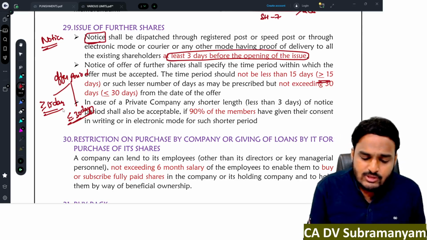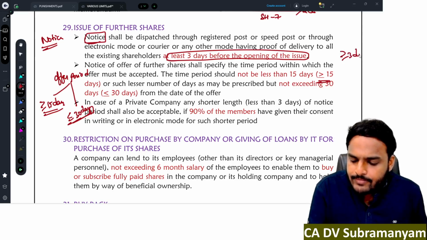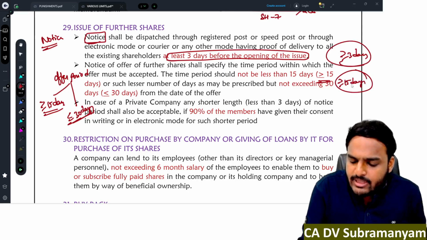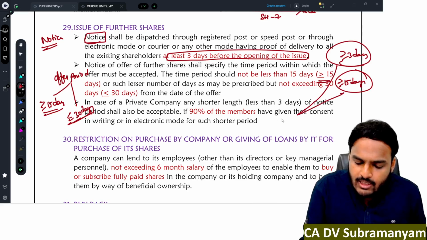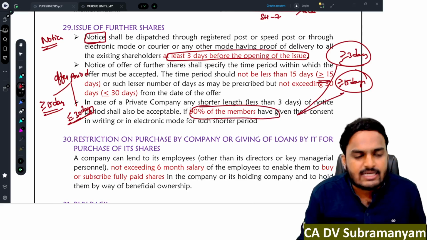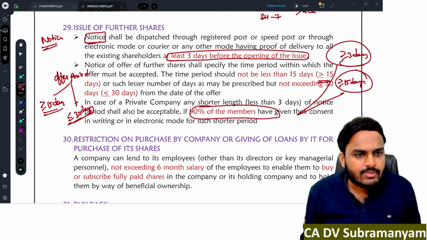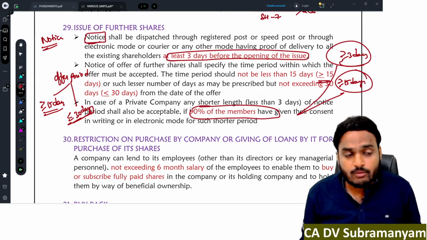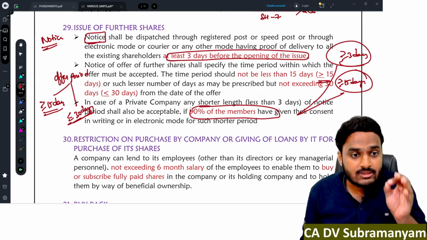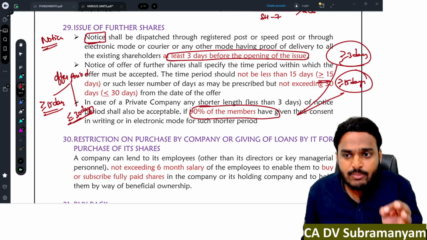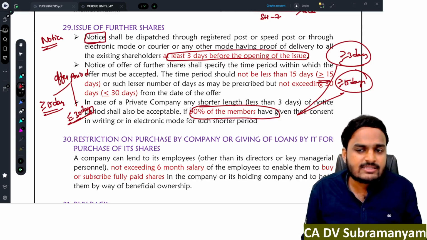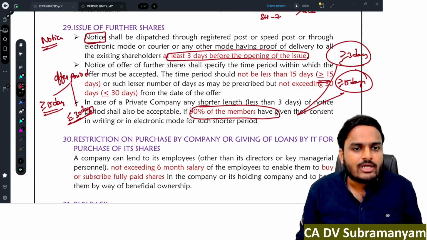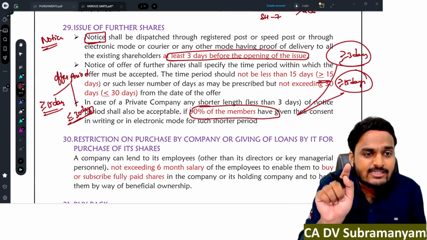And these time limits, at least 3 days and at least 15 days, can be reduced in case of a private company with 90% of members' consent. In case of private companies, if you are able to get consent from 90% of the members, not paid up share capital, here the restriction is on members. If 90% of members have given their consent in writing or in electronic mode, then the 3 days and 15 days can be reduced.